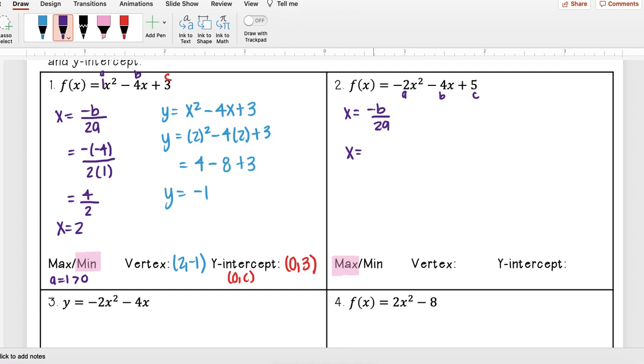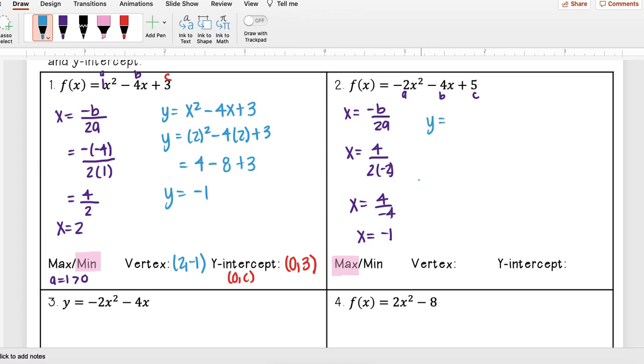You can read this -b as just the opposite of b. So I want the opposite of -4, which is just going to be a +4. For your b, you're always going to take the opposite sign; since this one was negative, it now becomes a positive. And then I'm going to have 2 times a, and my a value here is -2. So I have 4 divided by -4, so x is equal to -1.